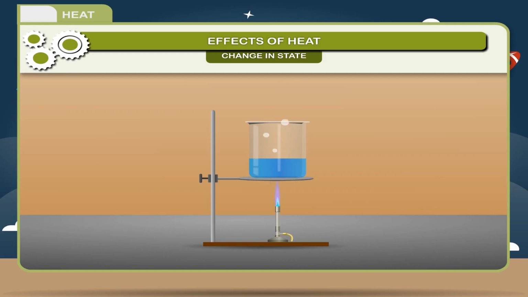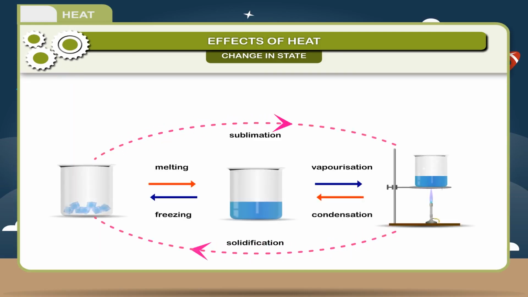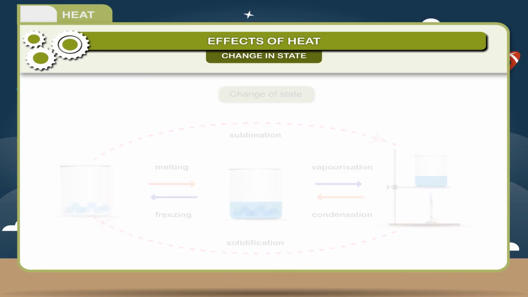Conversely, when a material present in its gaseous state is cooled, it loses heat energy and changes to liquid state. On further cooling, it changes to solid state. The change of a substance from one physical state to another is called change of state. The effect of heat is summarized in the form of a flow chart as shown here.